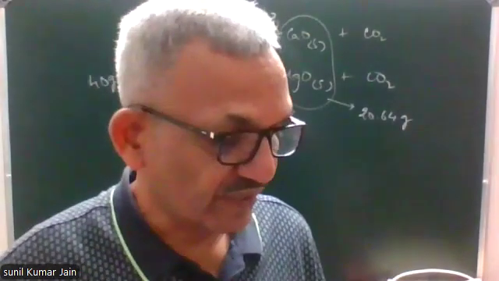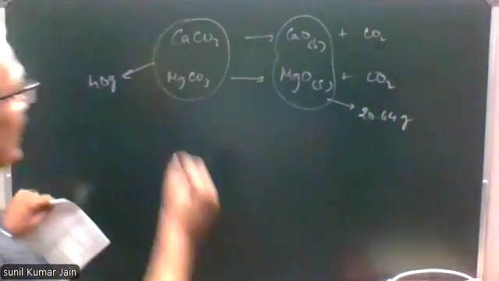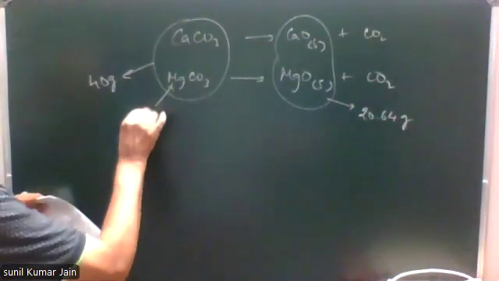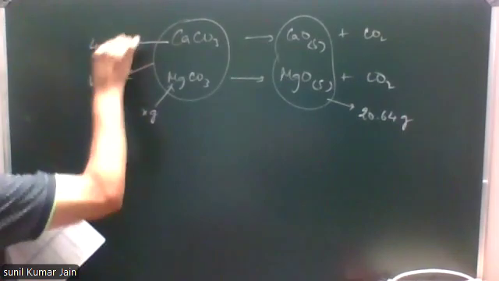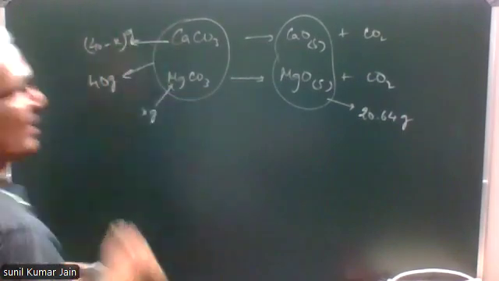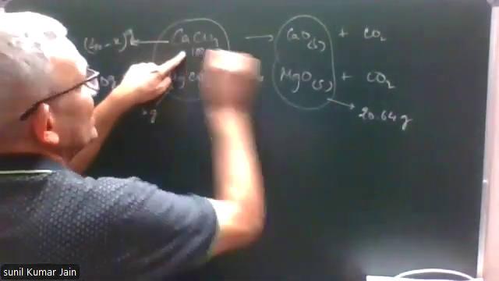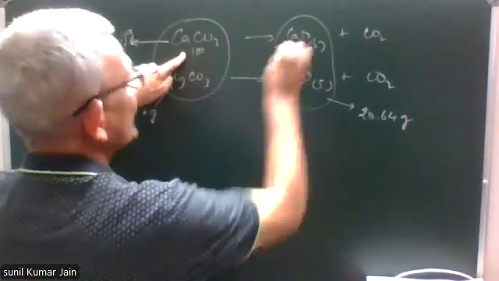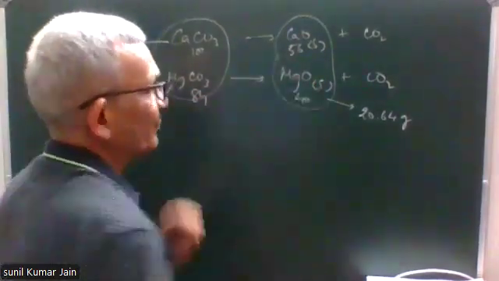Molecular weights are given. We have to calculate percentage of magnesium carbonate in the mixture. Let us say this is X grams. It means this will be 40 minus X grams. Molecular weights are given. This is 100. This is 56. This is 84. And this molecular weight is 40.